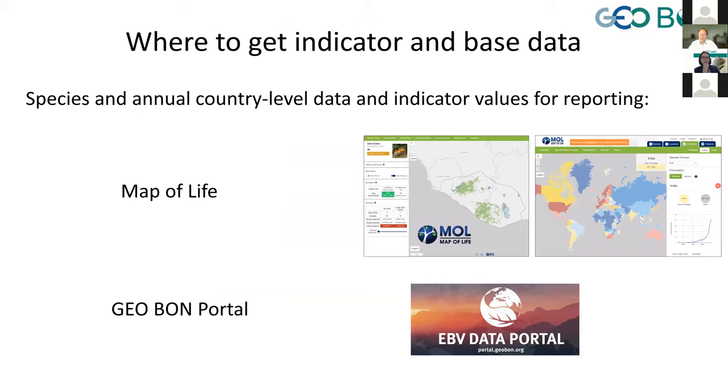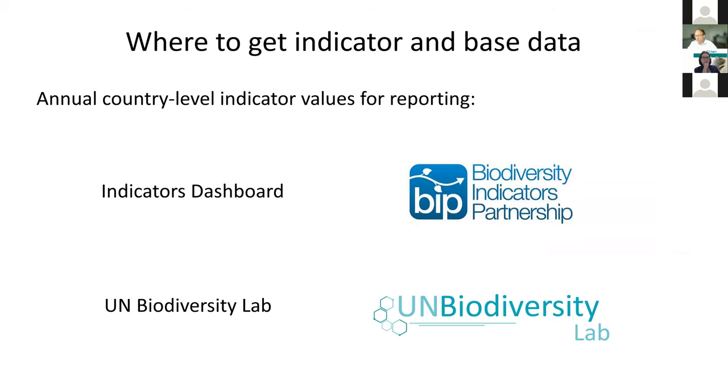Where to get these indicator calculations and the base data supporting them? You can find the individual species level values on Map of Life. You can also find them in the future through the GEOBON portal as aggregated indicator metrics, as well as in the form of species distribution and abundance EDVs. And you're able to get the annual country level values in the future through the indicators dashboard and UN Biodiversity Lab, which is just launching and taking shape.